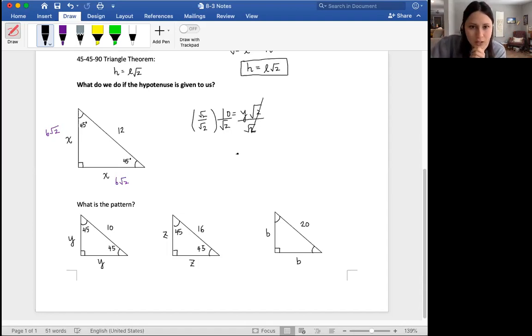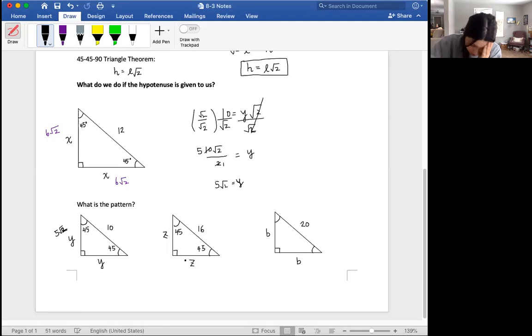Okay, these cancel. And square root of 2 times square root of 2 is 2 on the bottom. And then 10 times square root of 2 is left on top, and that equals y. Again, I can cancel out 2 and 10, and this on top would be 5. So I have 5 times square root of 2 equals y. Notice how y is just half of the hypotenuse times square root of 2. So this is a pattern that we see when the hypotenuse is given to us.